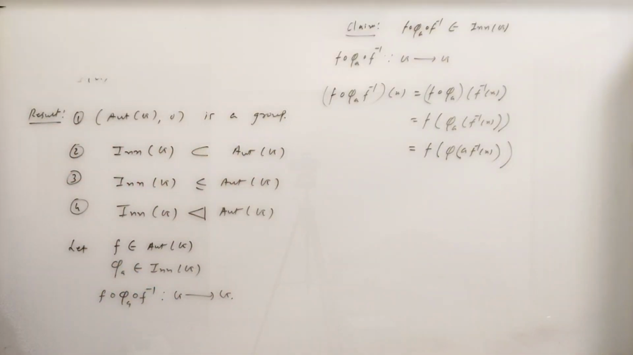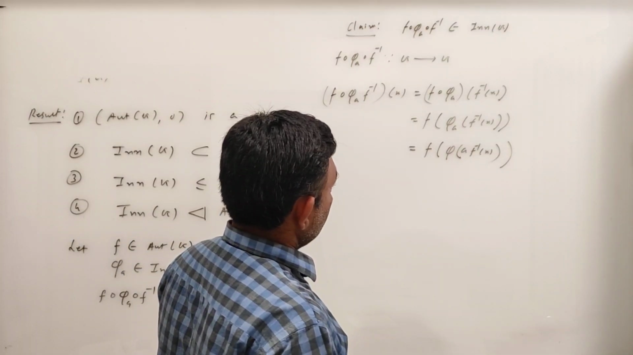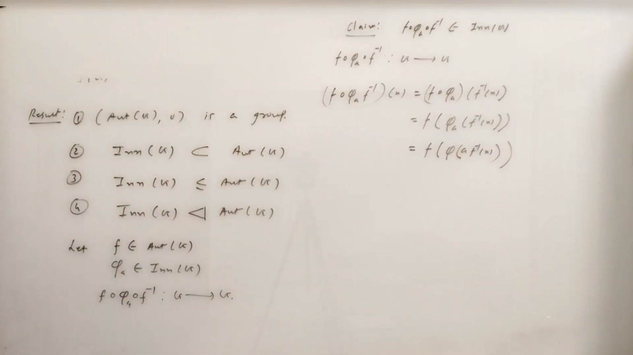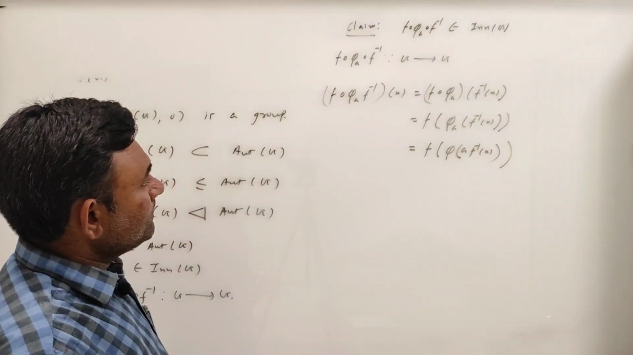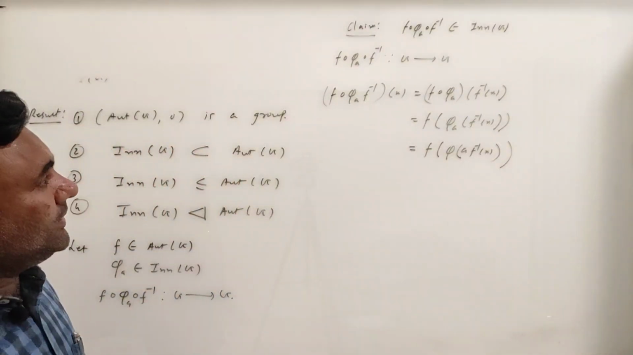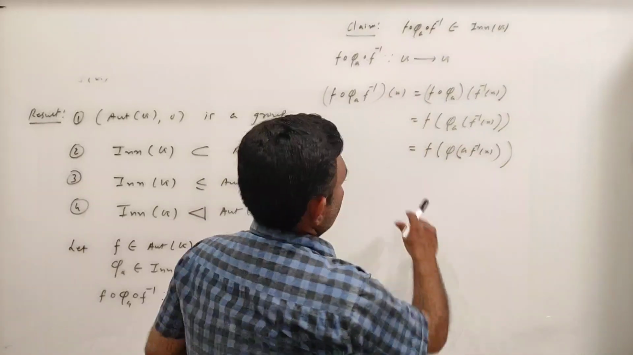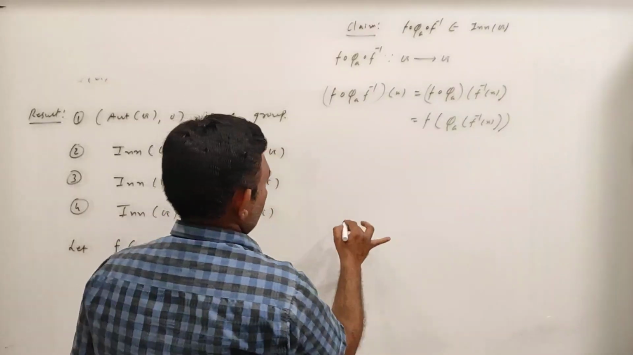Okay, it is phi F of phi A F inverse X. Now, see phi a at f inverse x: first f inverse is applied on x, then phi a. Okay, let me recall.